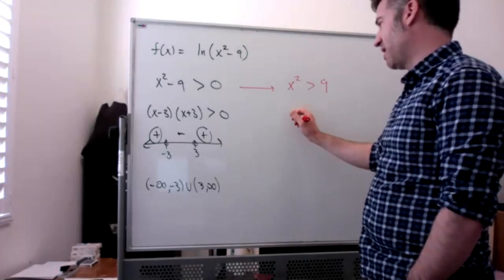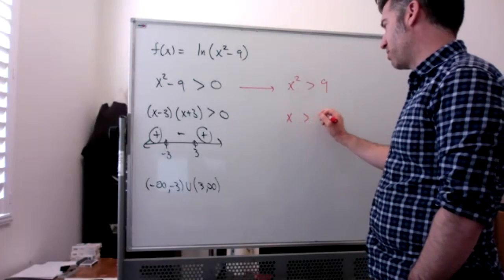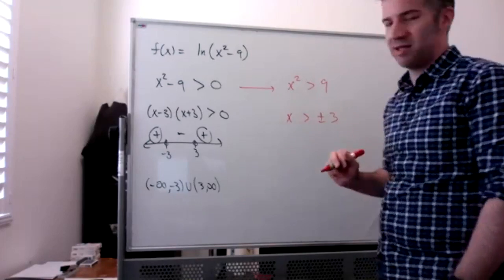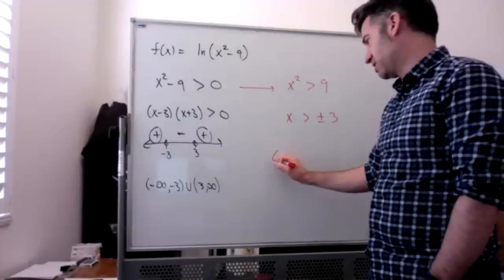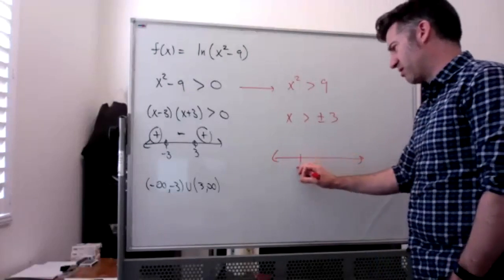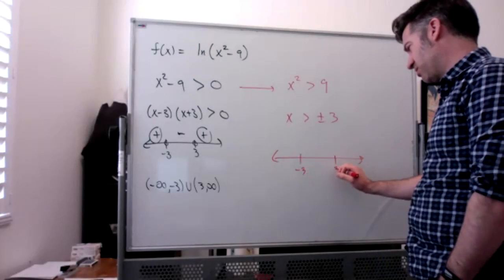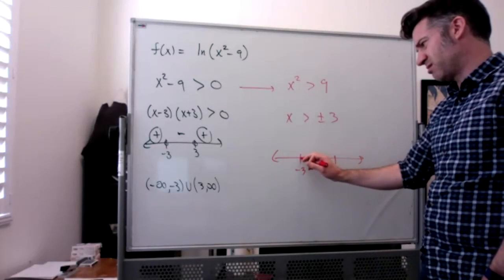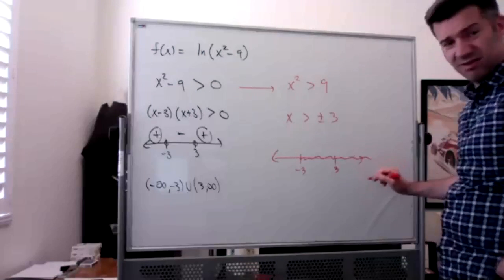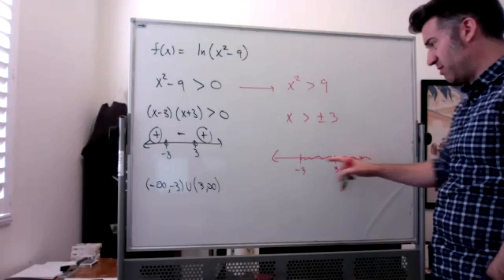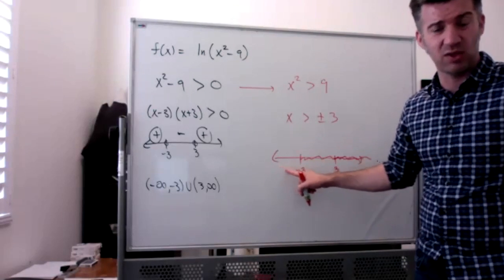You don't get that x is greater than plus or minus 3. It's not right. Because then you're saying, okay, x is greater than -3 and x is greater than +3. So I'm getting like all of this, or maybe just all of this, but I'm missing out, right? Either way, you're missing out on this section over here, what you need.